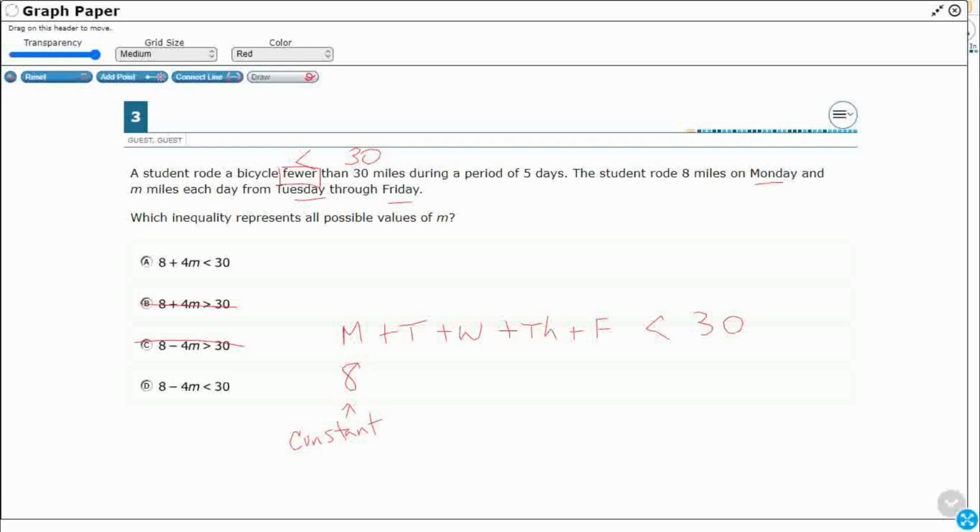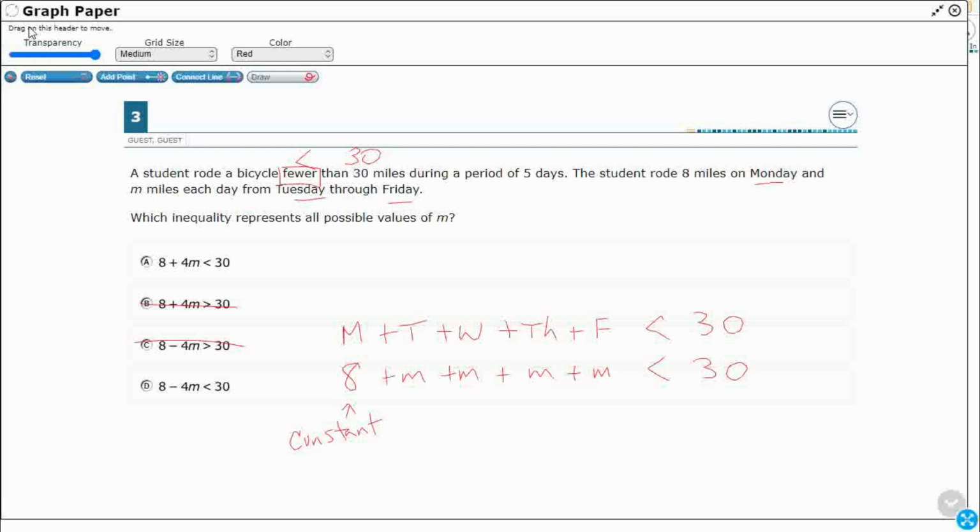But then they don't tell us anything about Tuesday through Thursday except M miles each day. So it does look like Tuesday, Wednesday, Thursday, Friday are all the same, because they're each represented by that same variable, or unknown, M. So we could do plus M plus M plus M plus M. This works. This is a valid inequality: 8 plus M plus M plus M plus M would be less than 30.